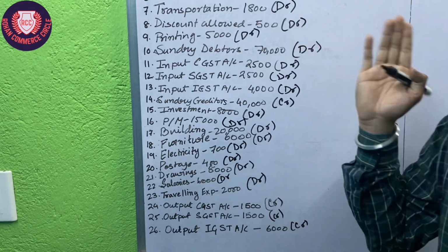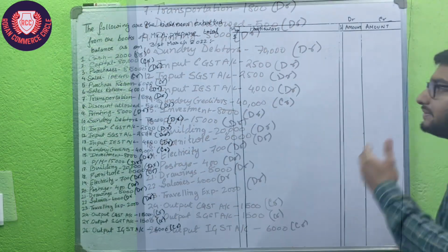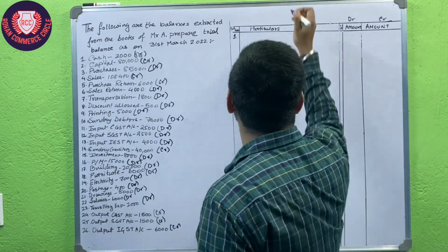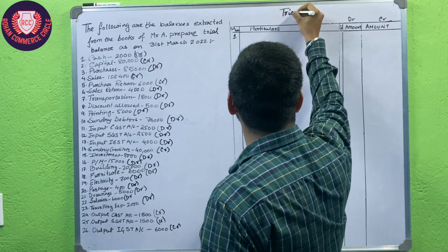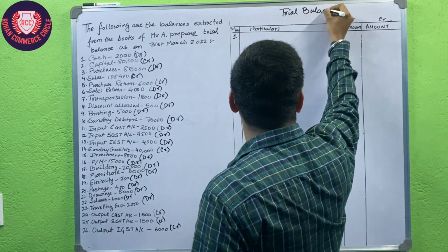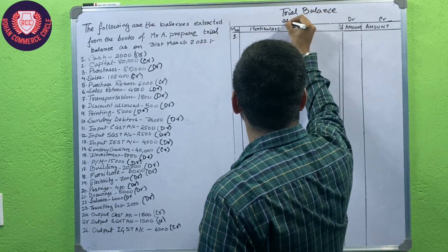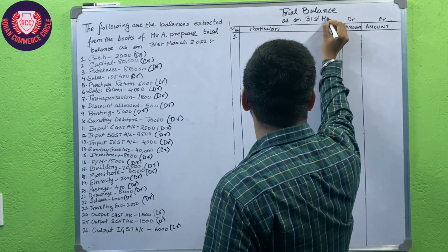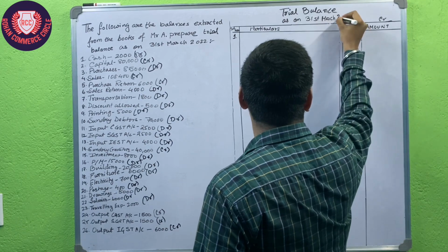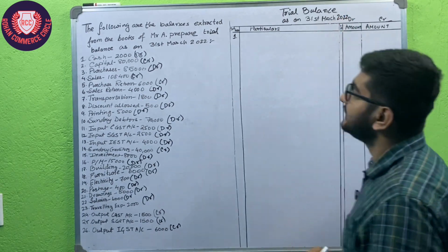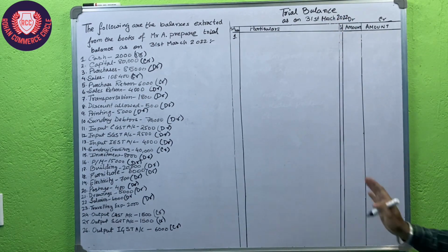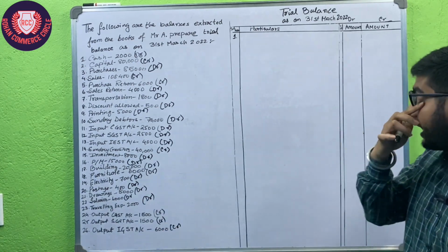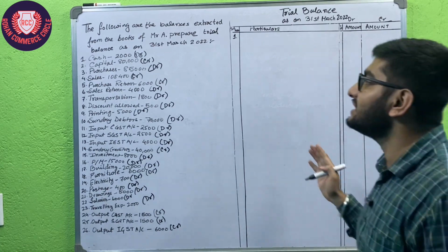Now we will just put it into the trial balance. So now we will be posting this to our trial balance. So what we will write? We will write trial balance as on 31st March 2022. Okay. So this is the format of trial balance as you have seen in the first class of trial balance. Now we will be just posting it out.